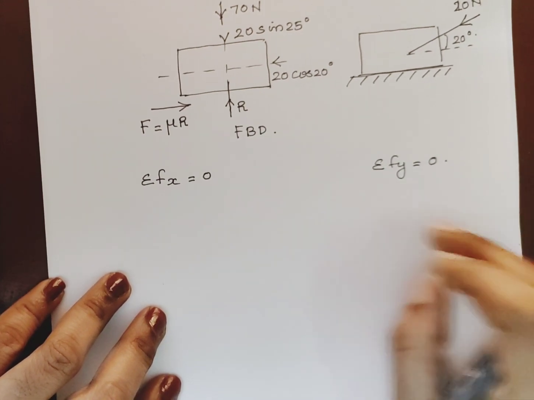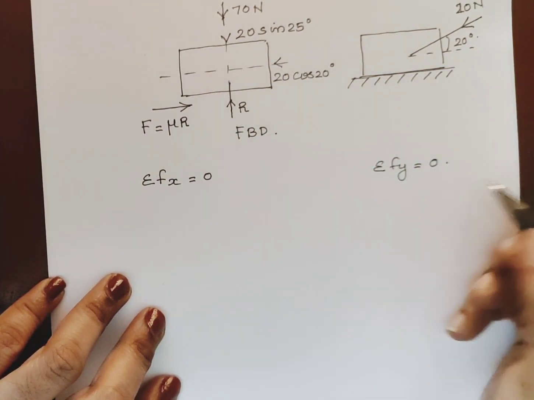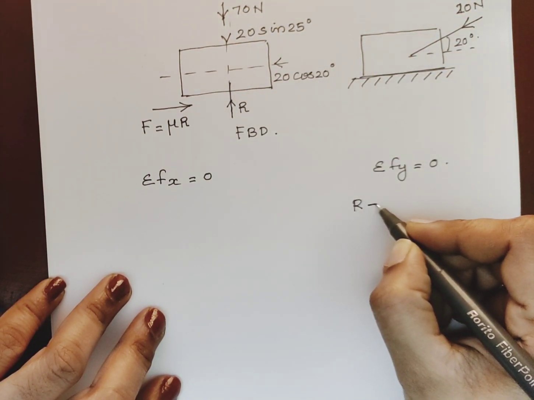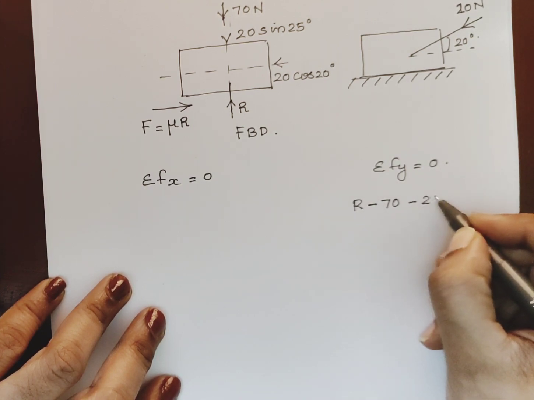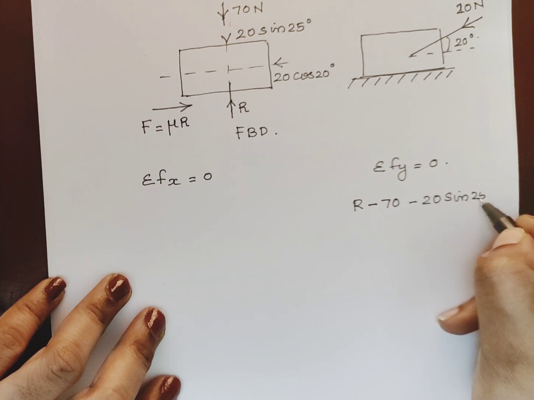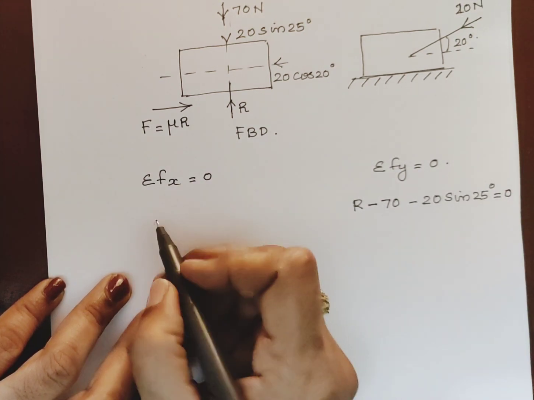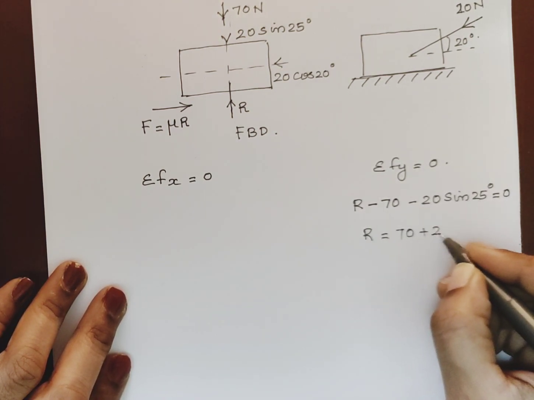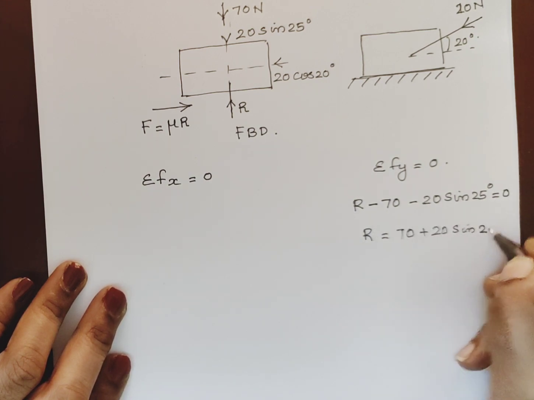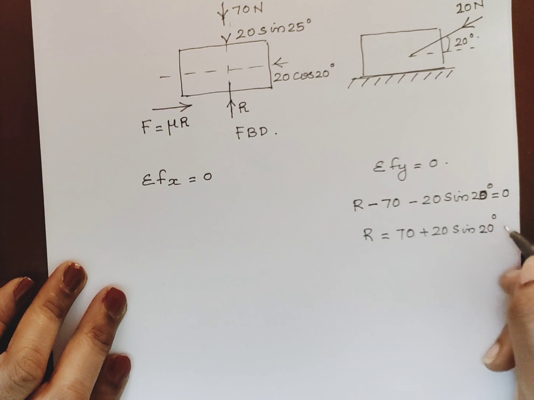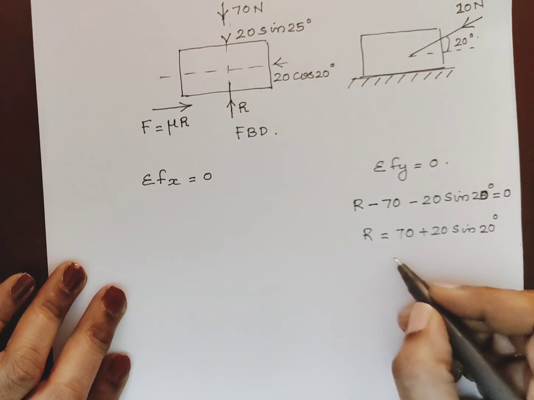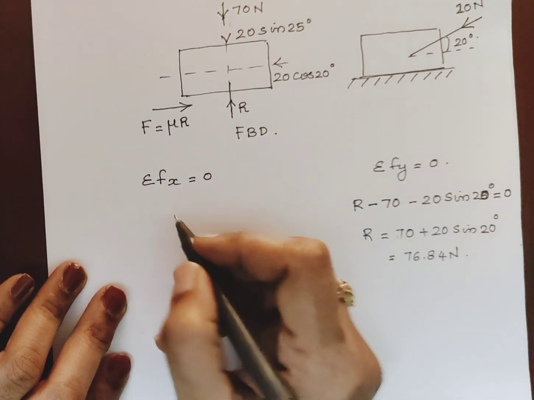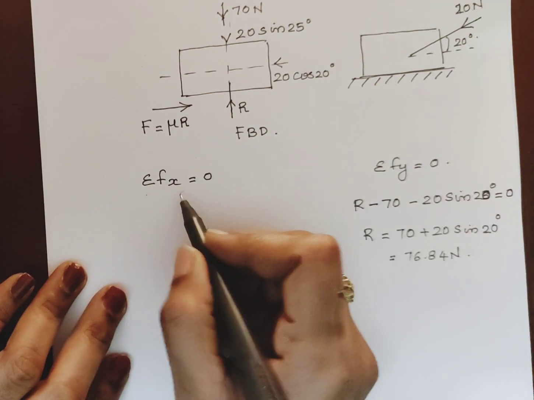We have to start with this equation. All the vertical forces are equated to 0. These are the vertical forces. Capital R is acting upward. Minus 70 minus 20 sine 20 degree is equal to 0. So here in this equation you can write R is equal to 70 plus 20 sine 20, this angle is 20 degree. So that is equal to 76.84 Newton.